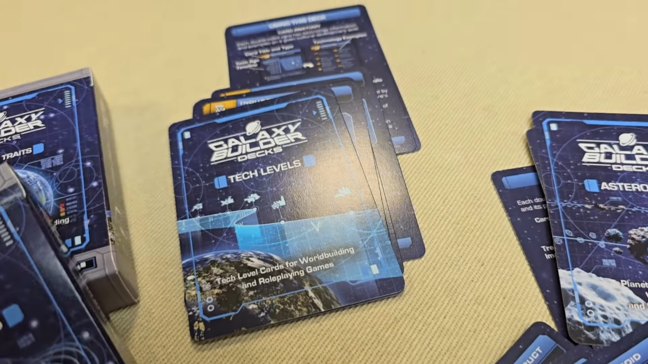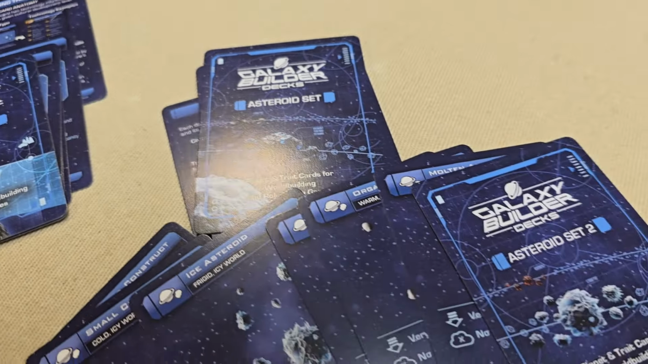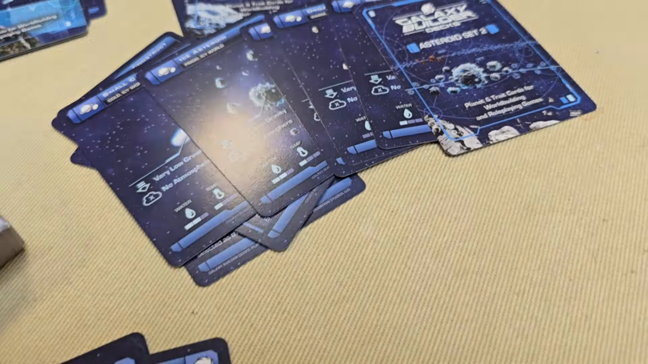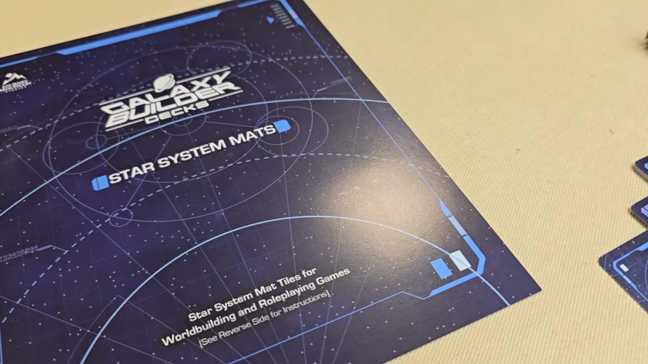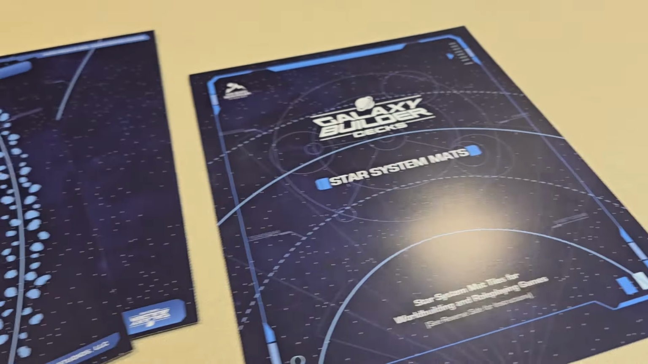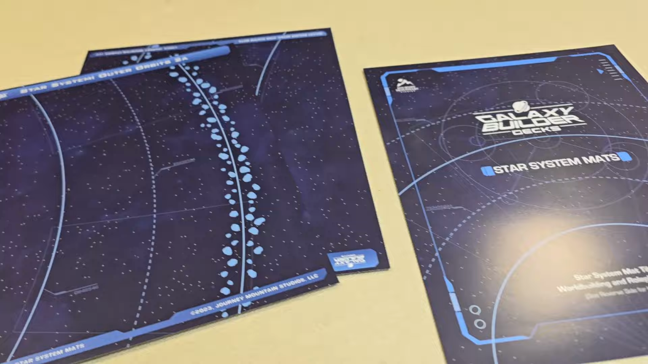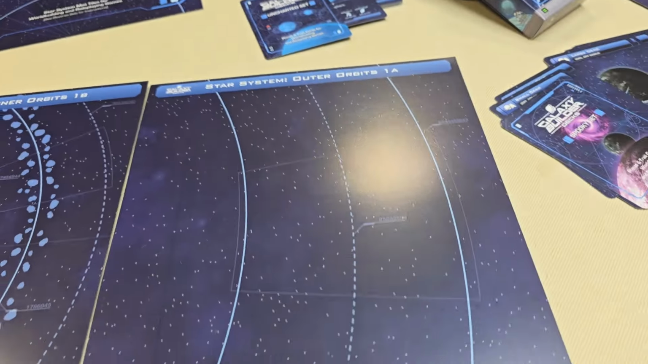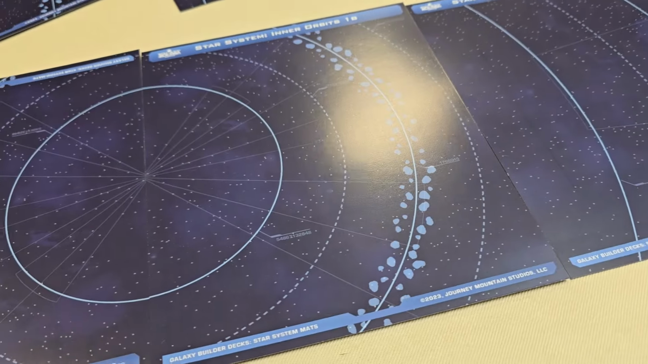Tech levels, random tech level cards. Asteroids, you need asteroids, we got asteroids. And also the star system mats, which are a series of plates that you can put together to generate your very own star system. So how does it work?